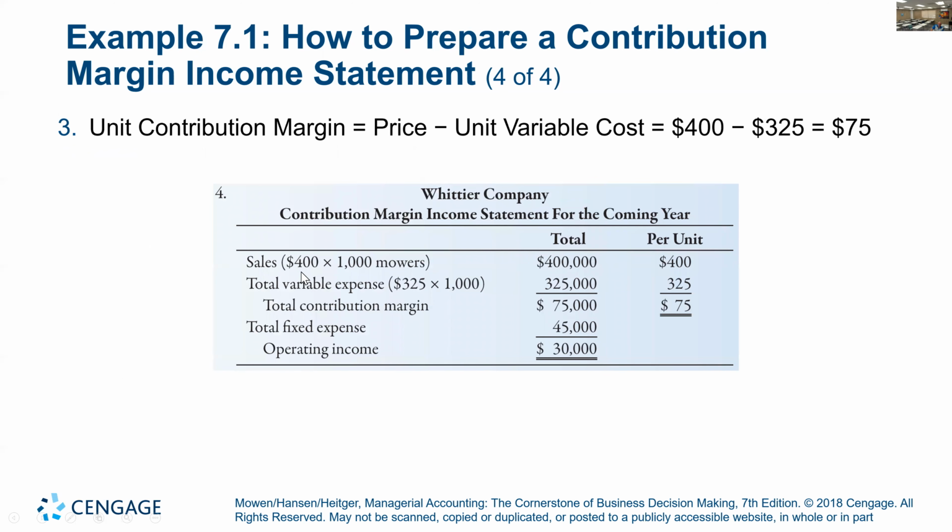45,000. If we were going to make our contribution margin income statement, 400 times 1,000 mower sales, $400,000. Our variable expenses were 325. Get us a contribution margin of $75,000. And what you can see is the contribution margin at first is going to cover your fixed expenses, and then the remaining becomes operating income. So that's why a contribution margin is a great number to know.